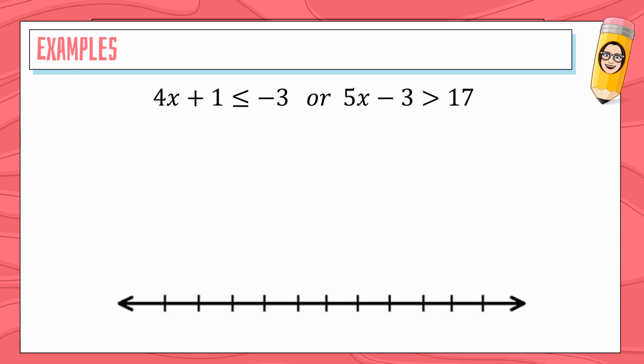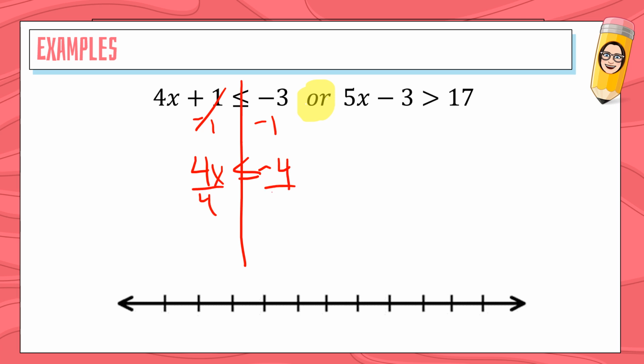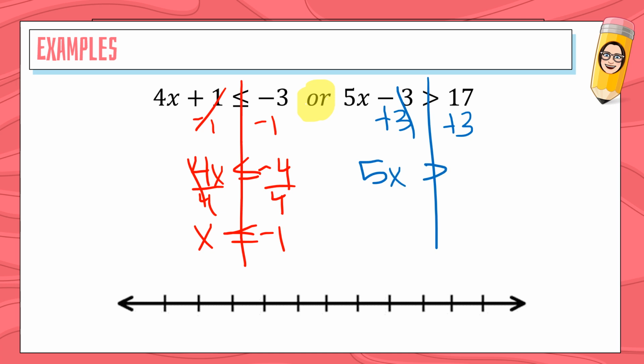Okay, let's try out this one. "Or," we want to solve them separately. So let's start off with the first one. Let's kick this over first. Again, I'm zooming through. If you need to slow down, if you need to pause, or maybe pause and try it on your own, see how you do. There's our first one. Let's solve our second one. All right, let's divide, and we've got this.